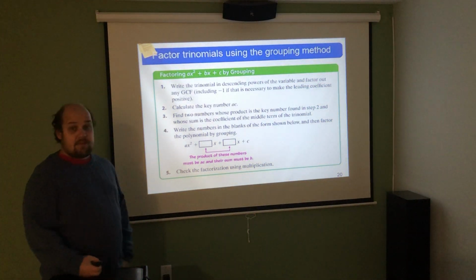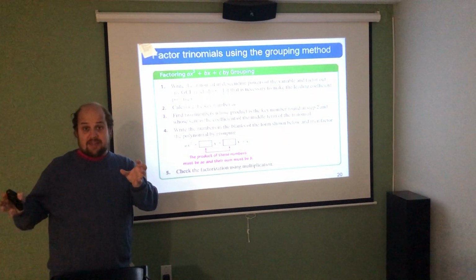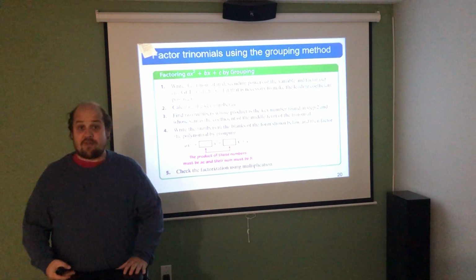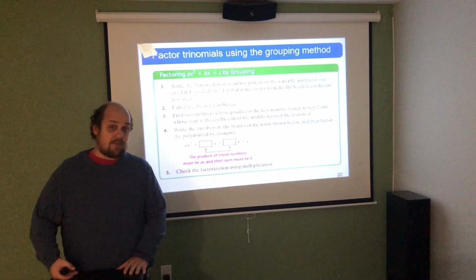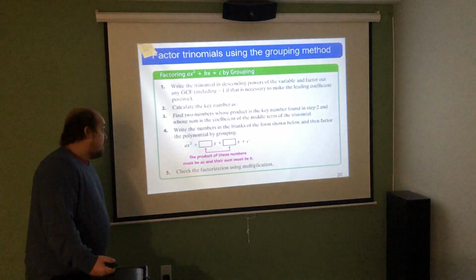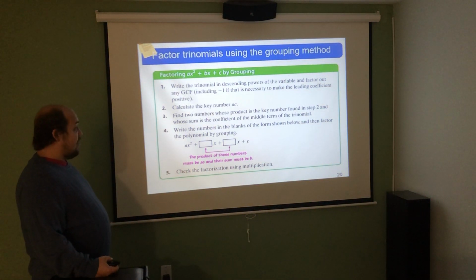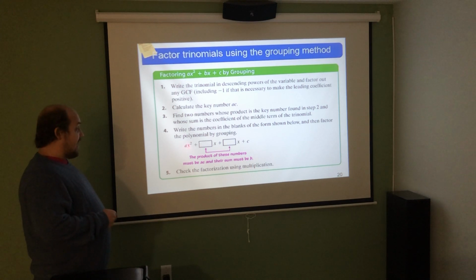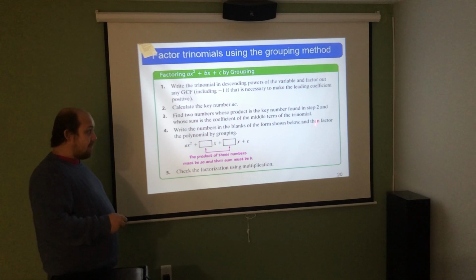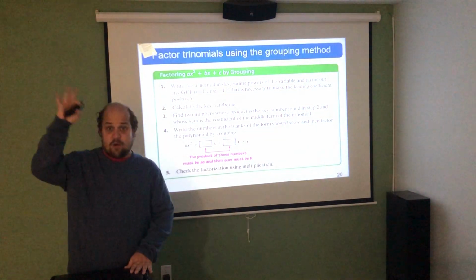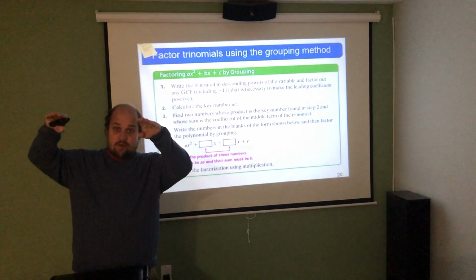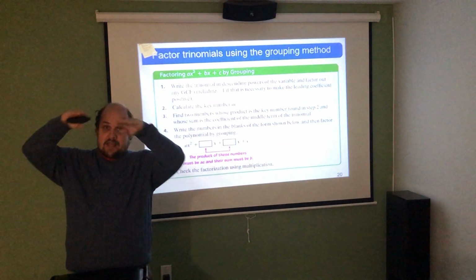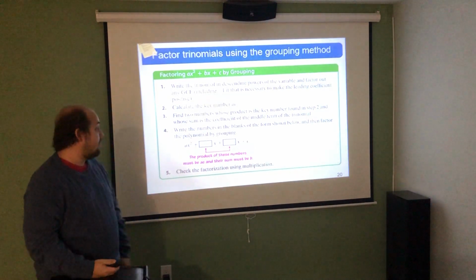Calculate the key number AC, meaning multiply the first term by the last term. Again, make sure that you factor out a negative if you have a leading term that's negative. Find two numbers whose product is the key number, a times c, that you found in step 2, and whose sum is the coefficient of the middle term. They write it as blanks, like ax squared plus blank x plus blank x plus c. Again, I'm going to write it as a little x where I fill in the top, bottom, and then get two numbers on the sides that multiply to the top and add to the bottom.